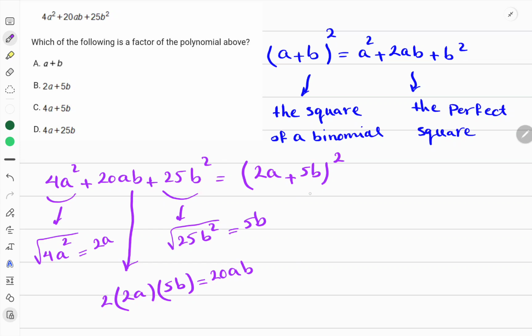This is the square of a binomial. And the power 2 means that we have two parentheses. 2a plus 5b times 2a plus 5b. So these are two factors of this polynomial. And you can see that this is choice B.